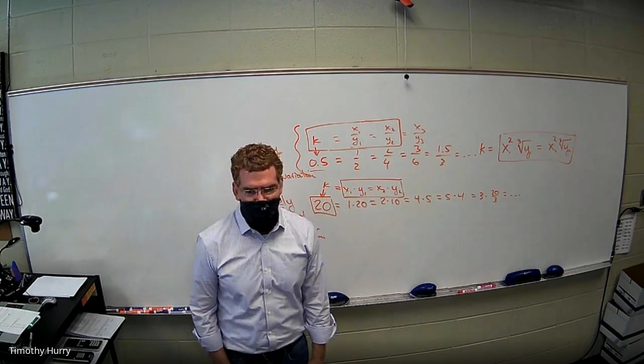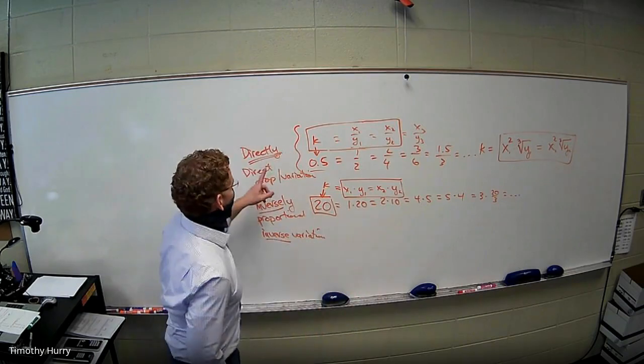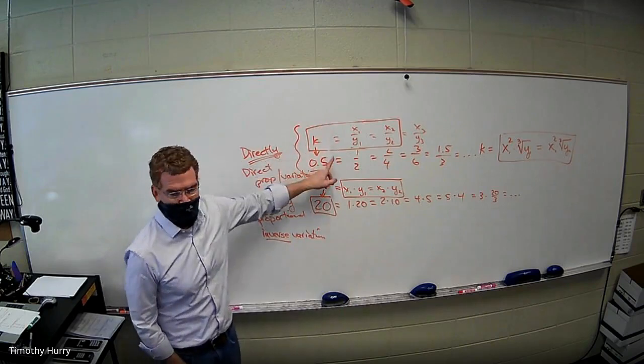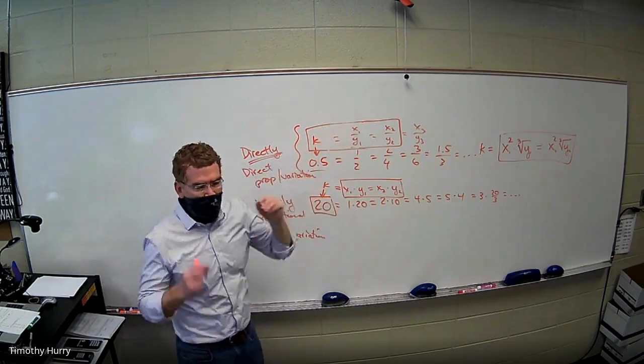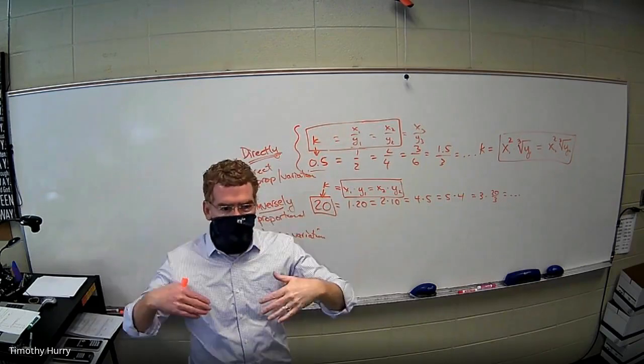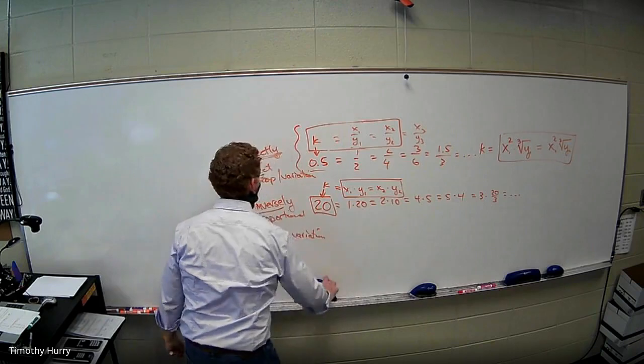Riveting stuff. Okay, jointly related. Jointly is a variation that's like directly, but instead of x being directly related to y, it would be directly related to y and z. So on a joint variation, I'm going to get rid of all this.